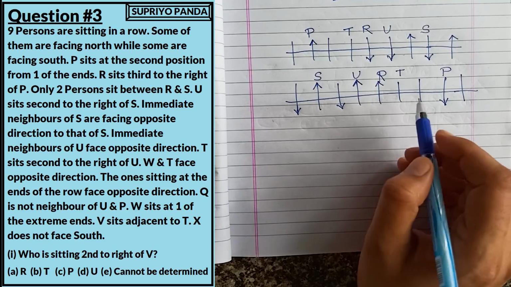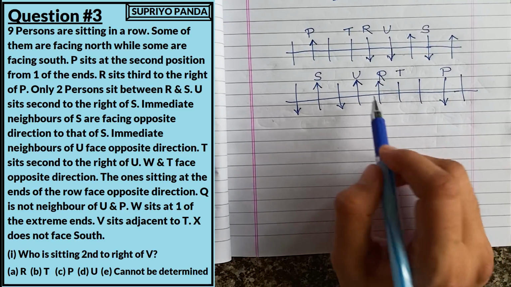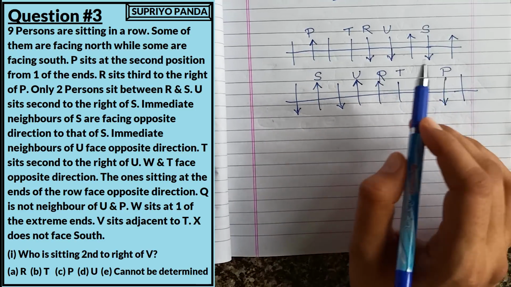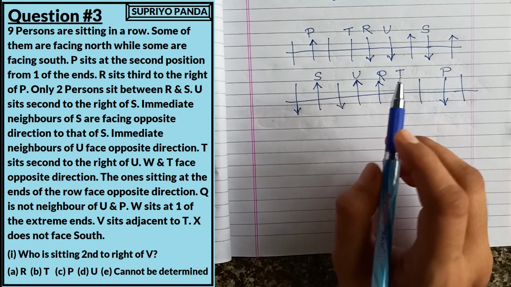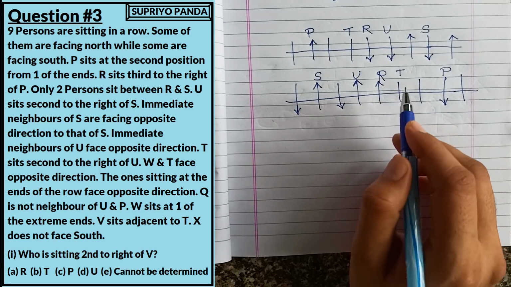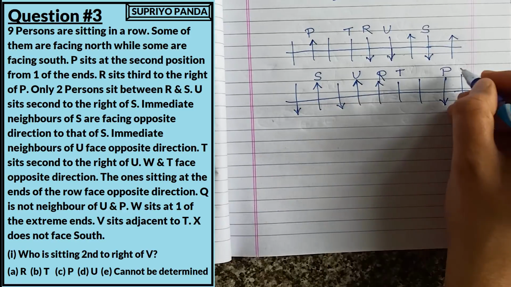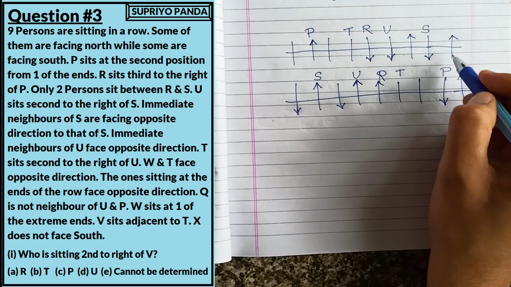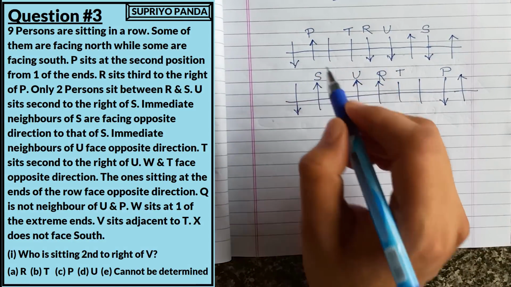Okay, W and T face opposite directions. Okay, W and T, can we find W? No, W we do not know here. So let's remember that and let's ignore it for now. The ones sitting at the ends of the row face opposite direction. Okay, so it's directing over here. So here we will be putting like this. Okay, so here let us put like this.